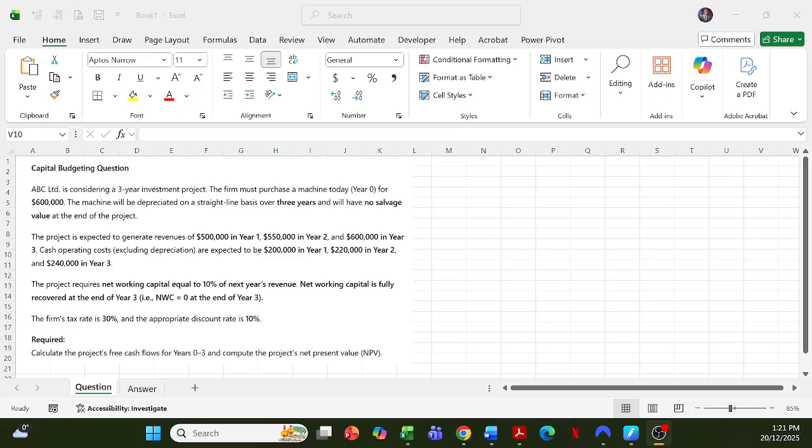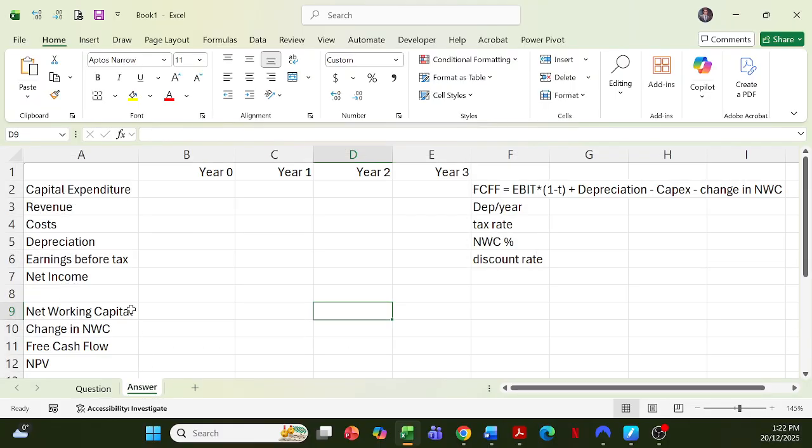Net working capital is fully recovered at the end of year three, which means that the net working capital is going to be zero at the end of year three. The firm's tax rate is 30% and the appropriate discount rate is 10%. We need to calculate the project's free cash flow and compute the project's NPV. Okay, so that's the question. Let's try to solve it on Excel itself.